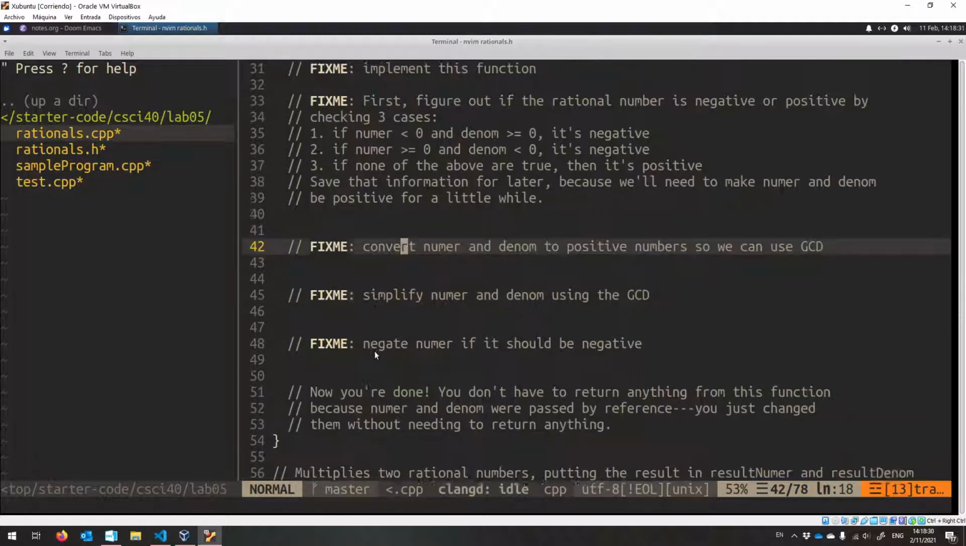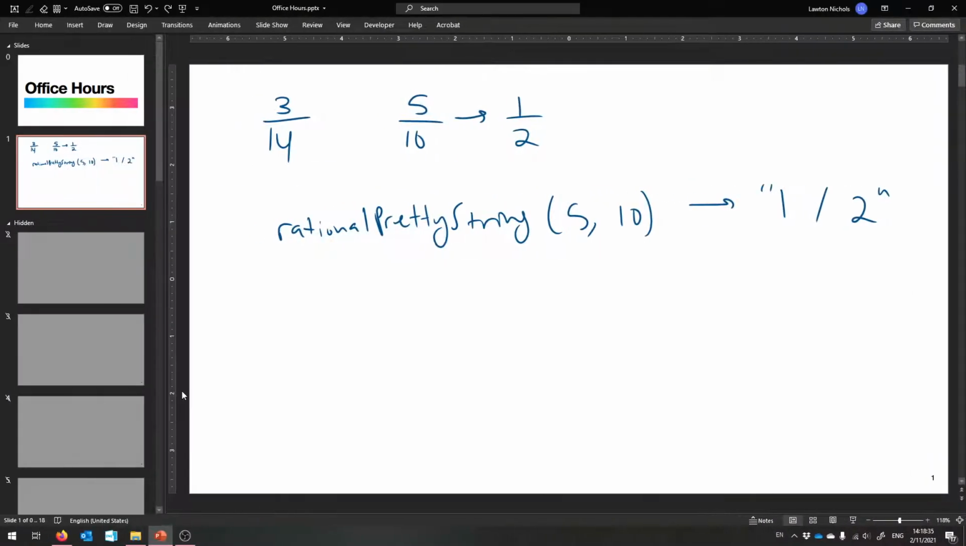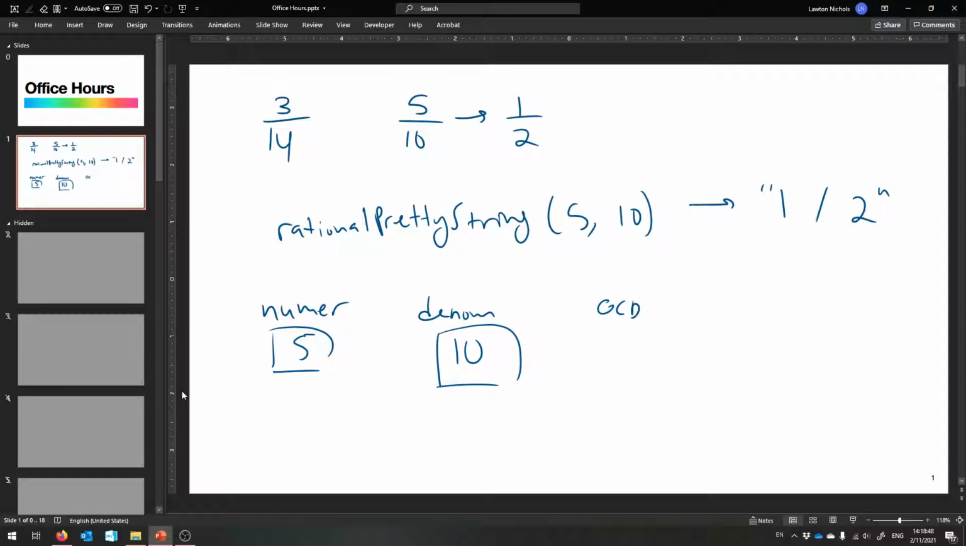And then you can simplify numer and denom using the GCD, and this is what's going to happen. Okay, so pretend that your numer was 5, and your denominator was 10. It just so happens that the GCD of both of those numbers is 5, because 5 goes into 5 and 10. And that's the biggest thing that goes into both. That will give back 5, and you can use that 5 to divide, okay?